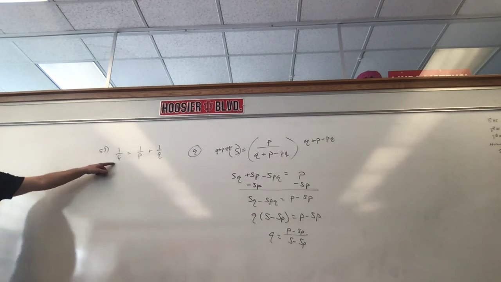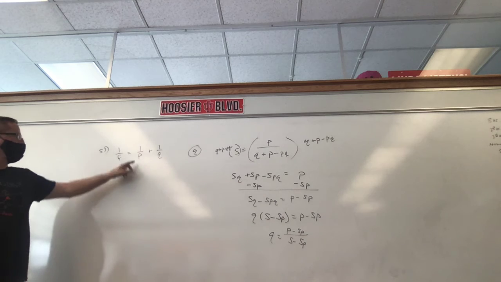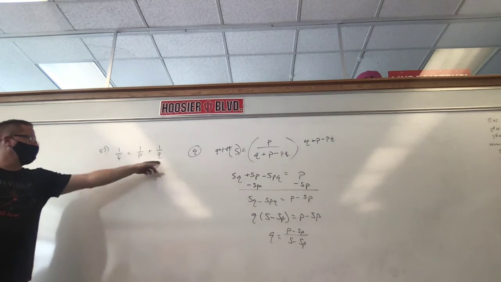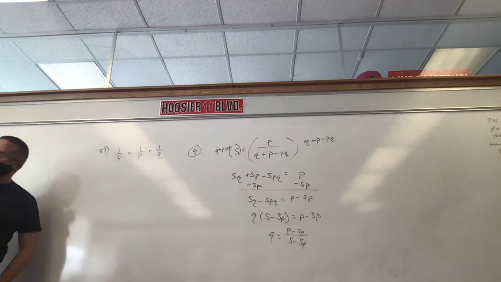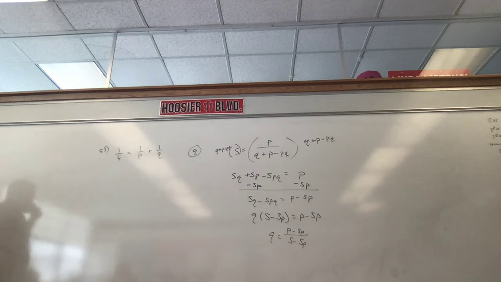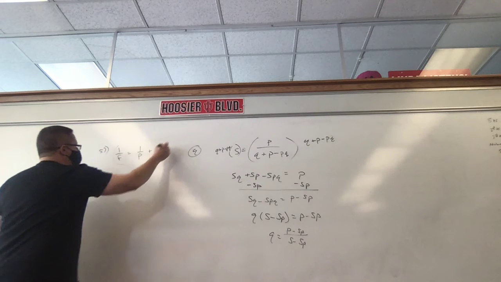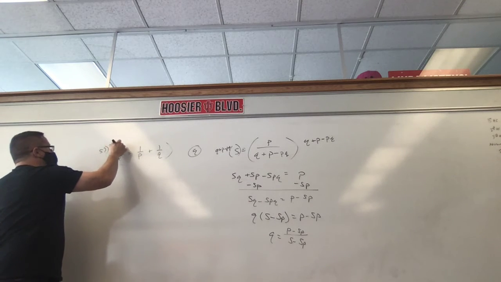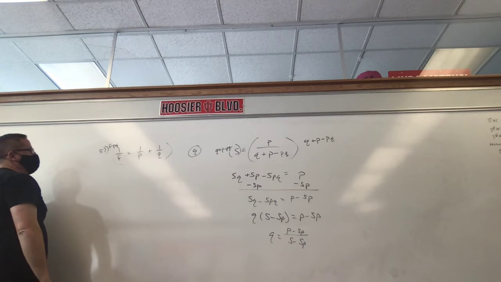If I want to get rid of this f, I times something by f. If I want to get rid of this p, I times something by p. If I want to get rid of this q, I times something by q. So what are we going to do? We can wipe them all out. Multiply by what? Not just PQ. FPQ. Multiply everything on top by FPQ.